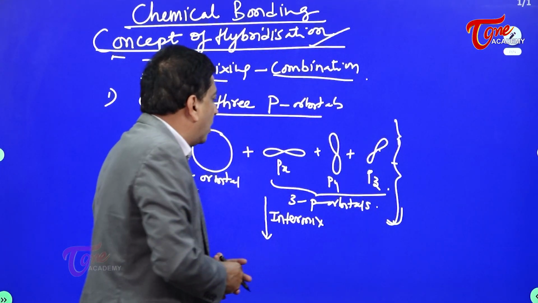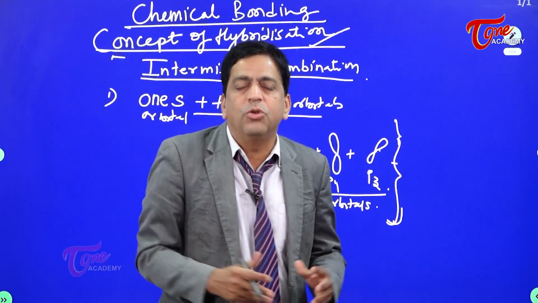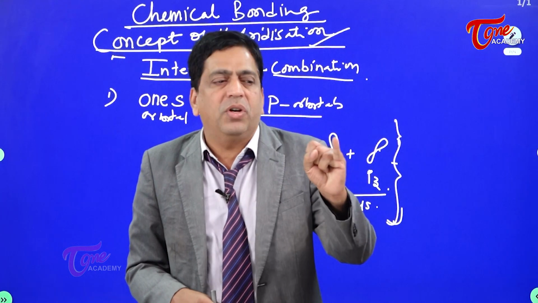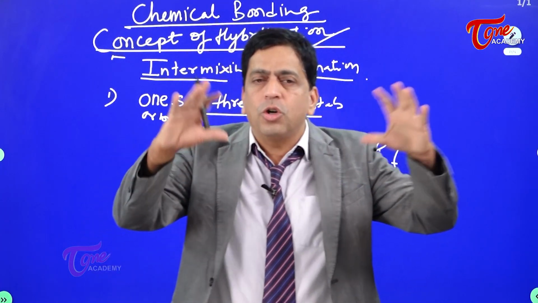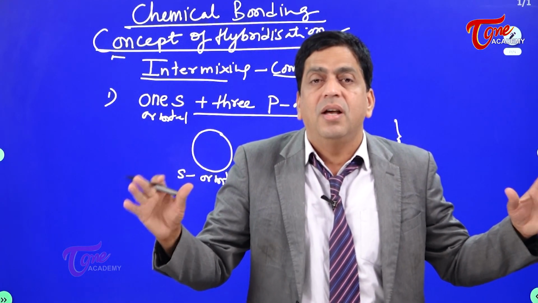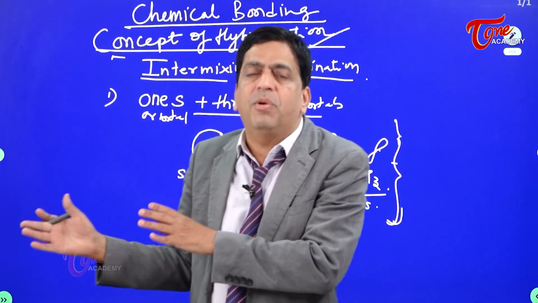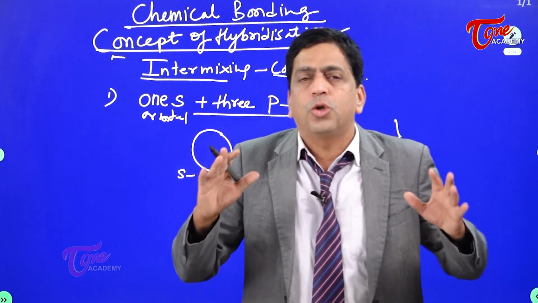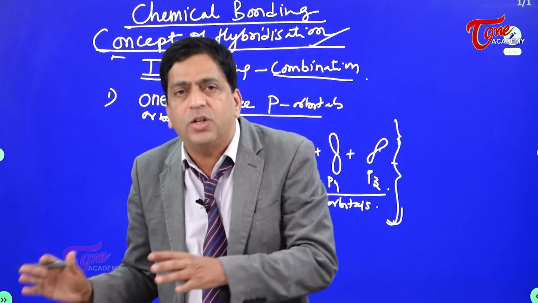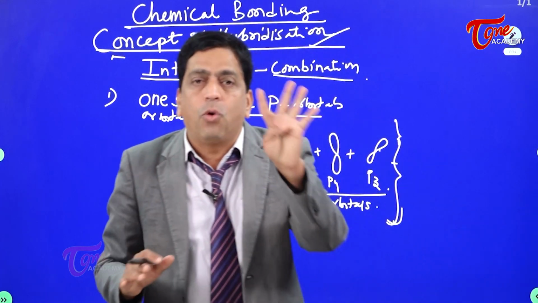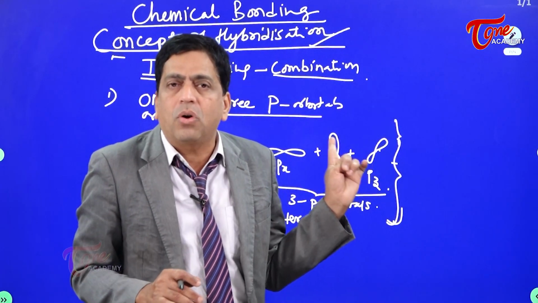Now look into this, 1 s and 3 p orbitals: you'll basically get 4 hybrid orbitals, because it's 1 s and 3 p. The total number of orbitals generated is 4. Because the 4 are intermixed, the hybrid orbitals also will be 4. So the total number of hybrid orbitals generated will be equal to the number of atomic orbitals involved. So I draw 4 hybrid orbitals now.